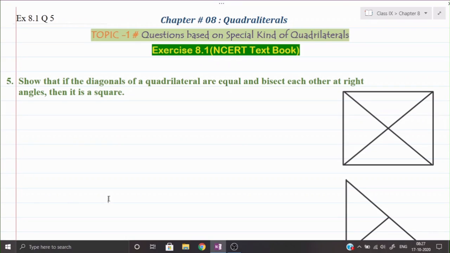Today we are going to start from question number 5 of exercise 8.1. We have finished till question number 4. So let us see from question number 5 onwards.